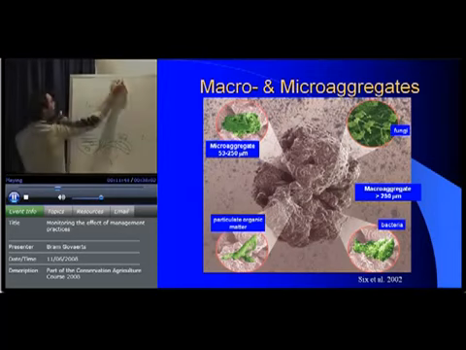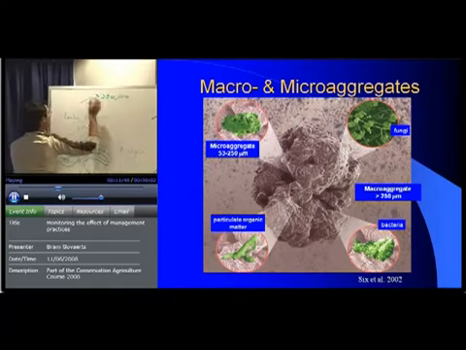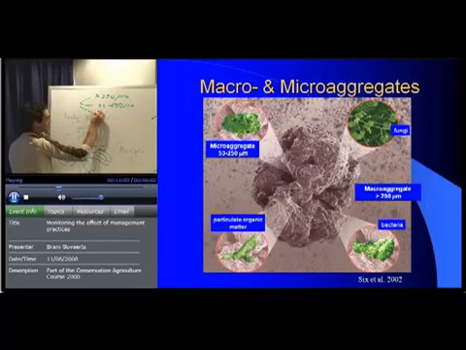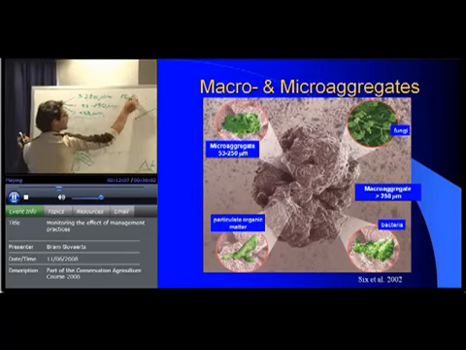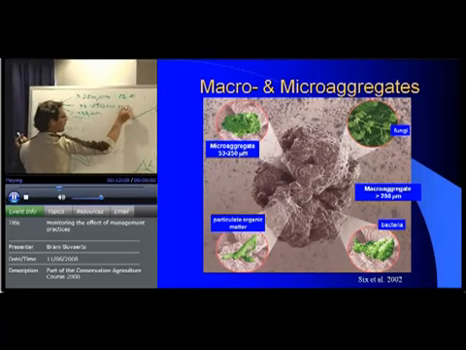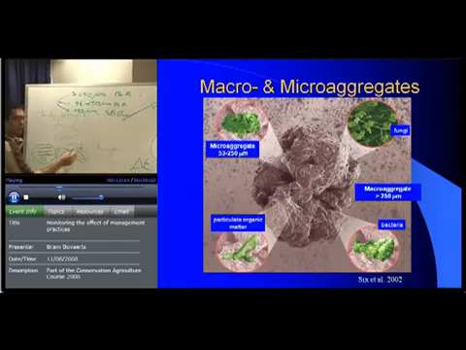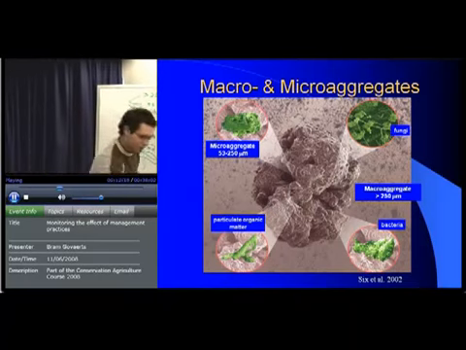You have bigger than 250 micrometers. You have between 53 and 250, right? And you have smaller than 53 micrometers. This is macro aggregates, micro aggregates, and silt and clay fraction. Right? And this one, and somebody stole my colors, right?